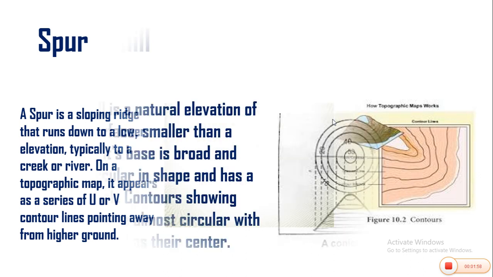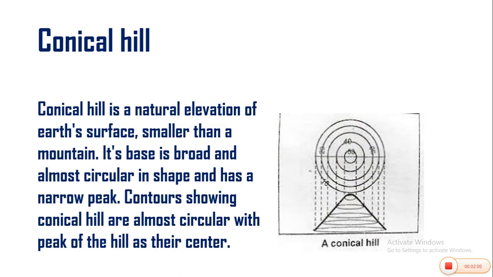Another feature we'll be looking at is the conical hill. A conical hill is a natural elevation of Earth's surface, smaller than a mountain. Its base is broad and almost circular in shape and has a narrow peak. Contours showing conical hills are almost circular with the peak of the hill as their center. This is the peak of the hill. So this is how the peak of the hill is represented on a topographical map. The center is almost circular in shape. Now this is the base of the conical hill. This is how a conical hill is represented on a topographical map.